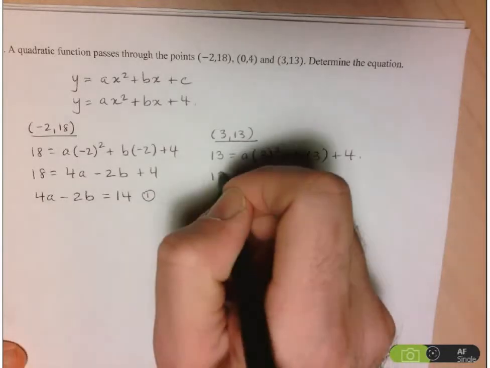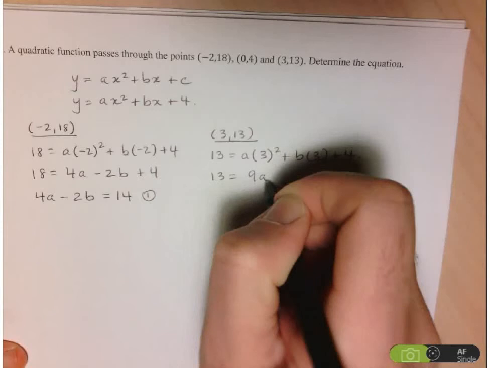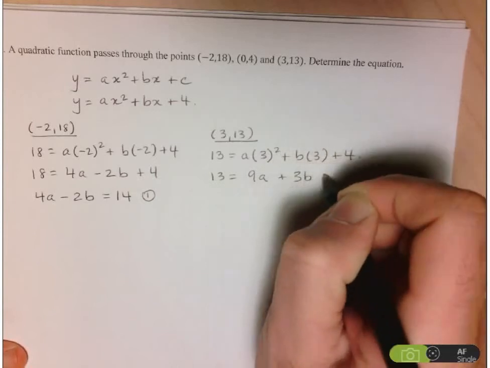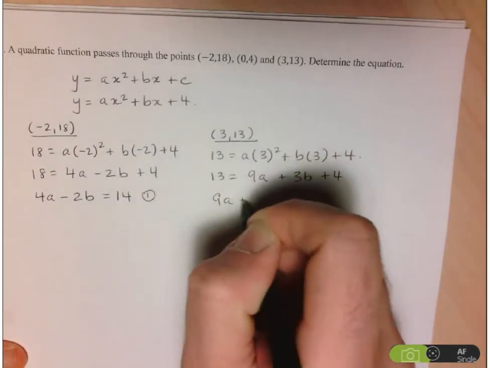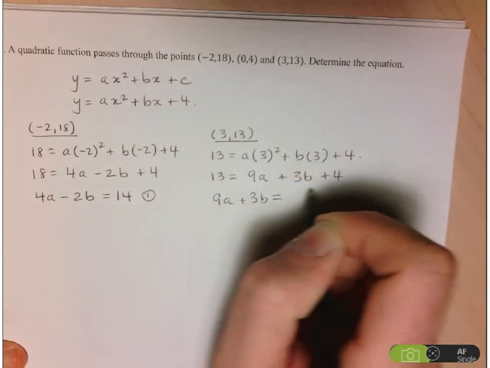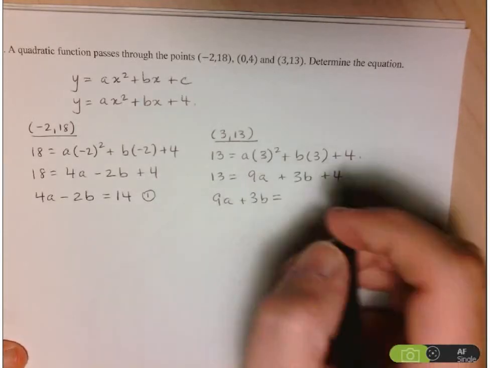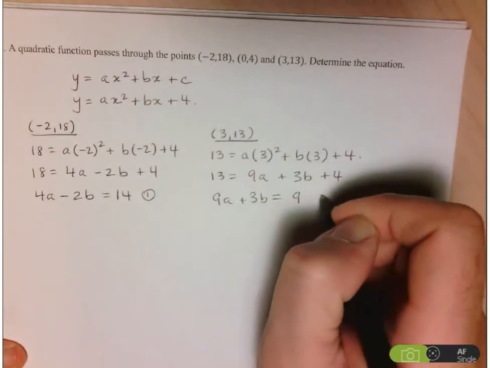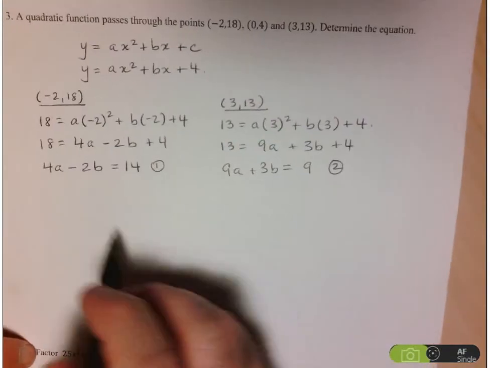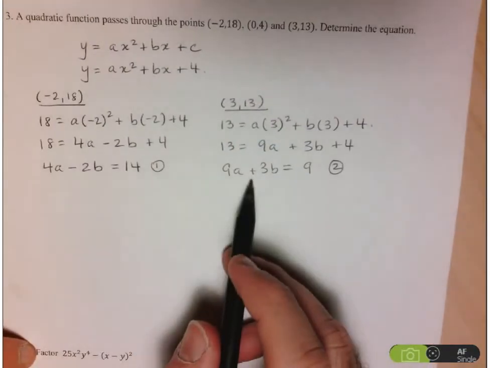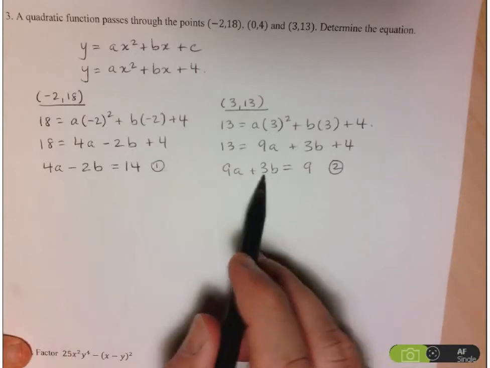So here we've got 13 equals 9a plus 3b plus 4. And again, let's rearrange: 9a plus 3b equals 13 minus 4, which is 9, and we'll call that equation 2. So in this scenario here, none of the coefficients are equal to 1, so elimination really is the way to go. And I'm going to eliminate the b variable.